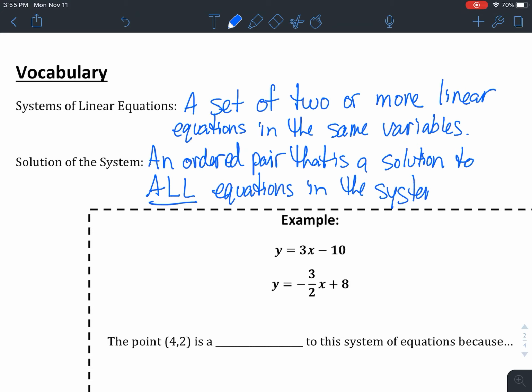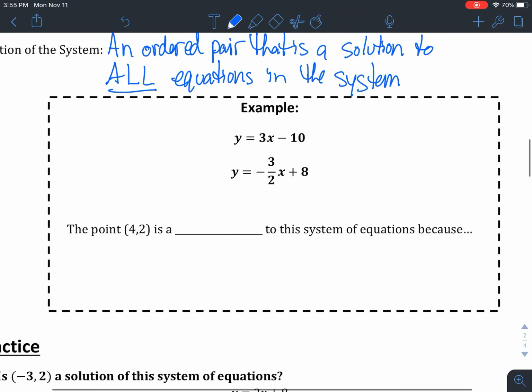So again, for us, it's going to be just two equations, so a point, an x and a y value, an ordered pair that works in both equations. When we start getting to Algebra 2, that first chapter that we have, we'll have three-variable systems of equations, so we'll have sets of three equations. And again, it just has to work for all equations in my system.